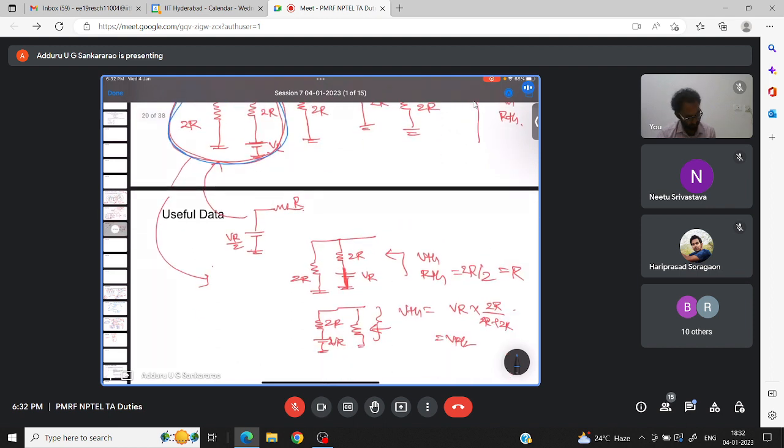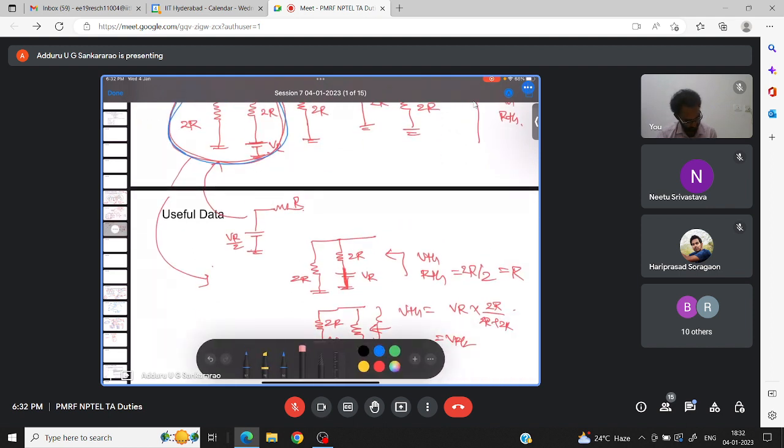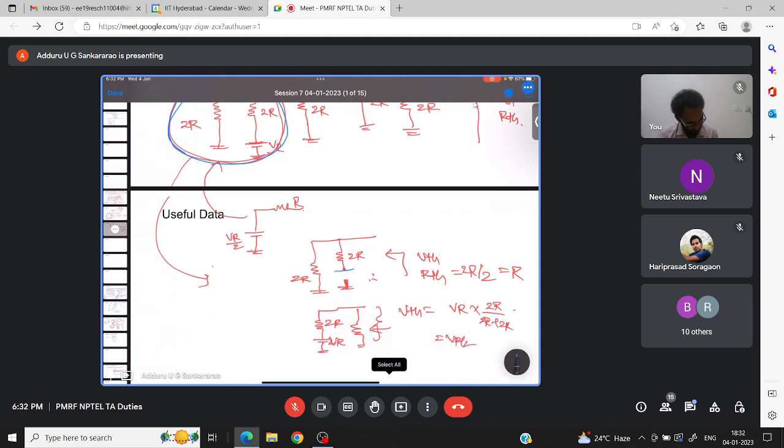Equivalent circuit means what? 2R is here. VR is here. Looking from these terminals, its equivalent I want to find out. So how to replace with its equivalents? In general we use Thevenin's. VTH and RTH I can replace.